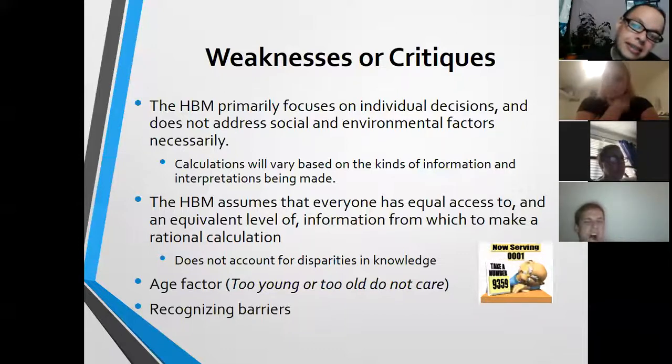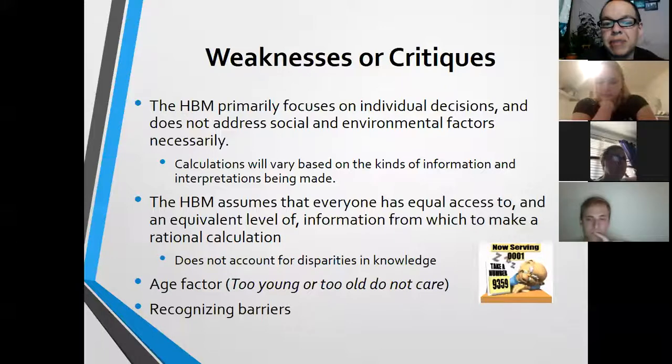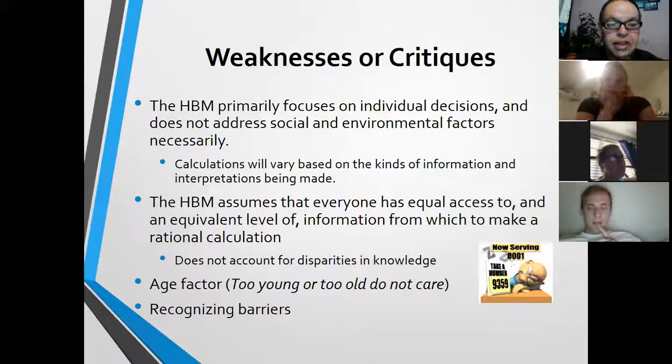That's interesting, because if we go back, many people just don't know. They don't have information about many things. And it does not account for disparities in knowledge. And finally, it talks about the age factor, too young or too old, do not care. Interesting, I would agree. Some very young people have this irrational thinking, especially among teenagers, they don't want to die, but they live on the edge, many of them. And finally, recognizing the barriers.